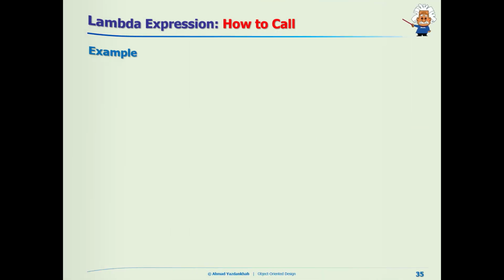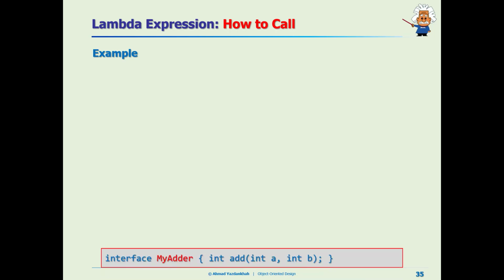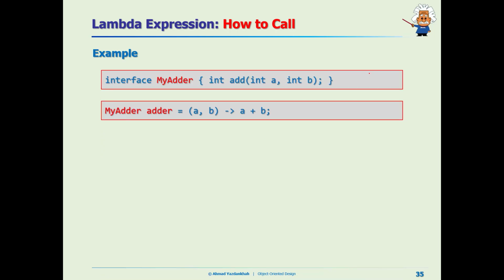All right, now the question is, how can we call a lambda expression? So here is an example. The interface, we called it MyAdder, and here we instantiate, actually we would say we created this lambda expression like this, and then we want to use it. So from now on, this variable contains this function, right?